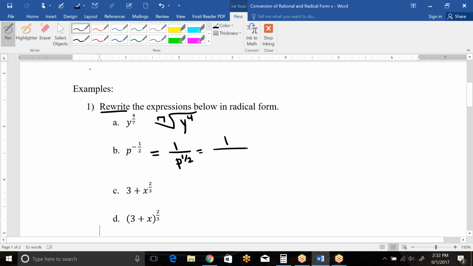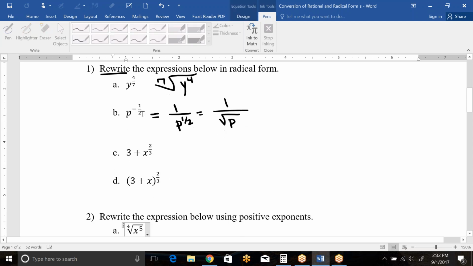So then this would be 1 over the square root of p to the first, which you can write the first if you want. Remember, the 2 is understood when you have a square root. Typically, we would rationalize this from this point, but it did not ask us to simplify. It just said to rewrite. C and D are an exercise in whether or not you're paying attention to your parentheses.